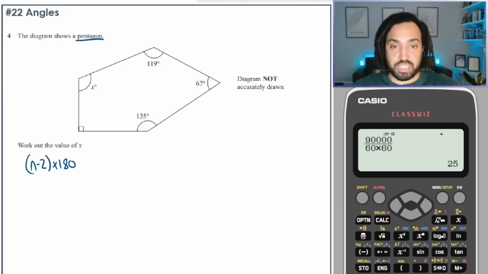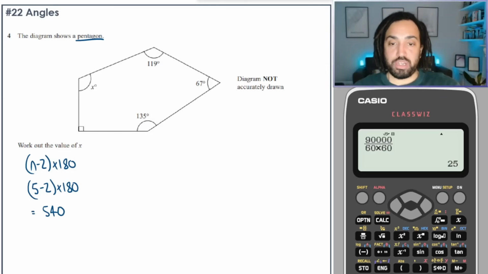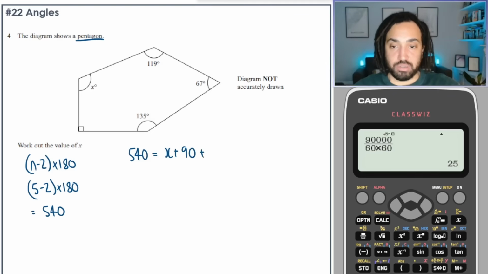So in this case, a pentagon has 5 sides, minus 2, and times it by 180. And this gives me 540. Okay, so what do we already know about this shape? Well, we know that they add up to 540, and we have inside there x and a 90-degree angle, and a 135, and a 67, and a 119.